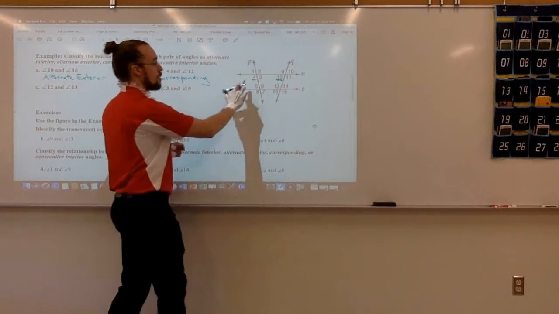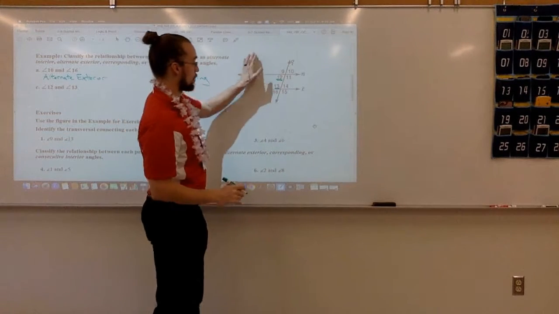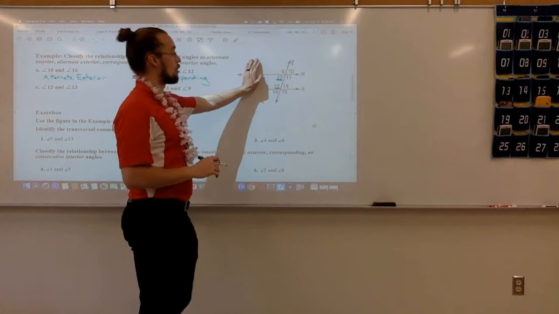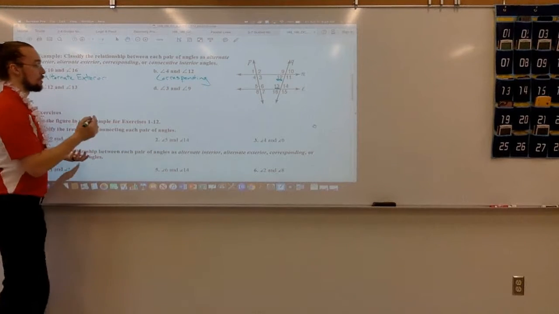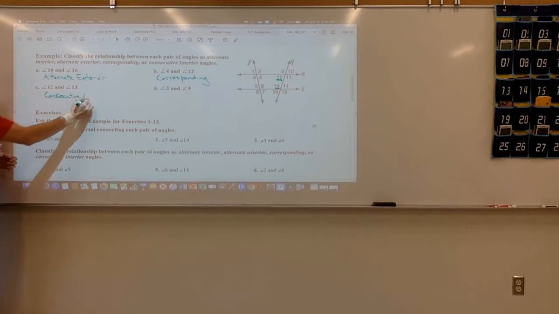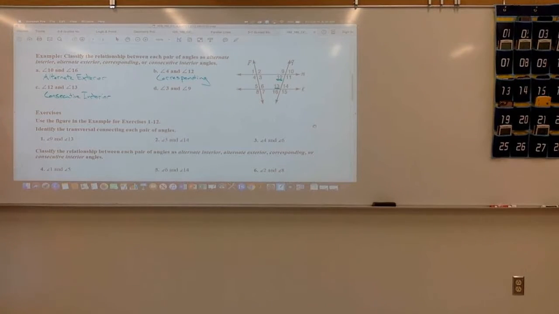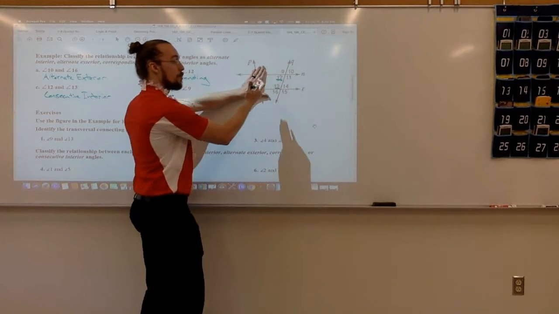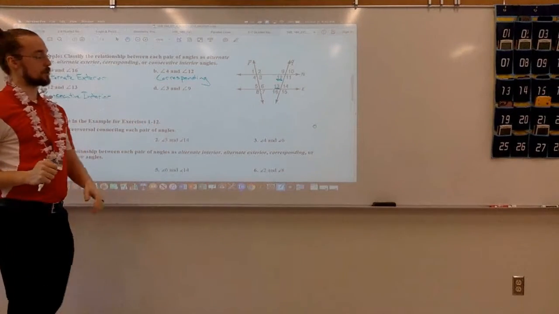My next one is 12 and 13. They are interior, right? So I'm covering up this half this time. They're consecutive interior, exactly. They're on the same side of the transversal, both on the inside of the two lines. So 12 and 13 would be consecutive interior. So consecutive, if I'm looking at the transversal here, consecutive means they're both on the same side of the transversal. Exactly. Alternate means they're on the opposite.